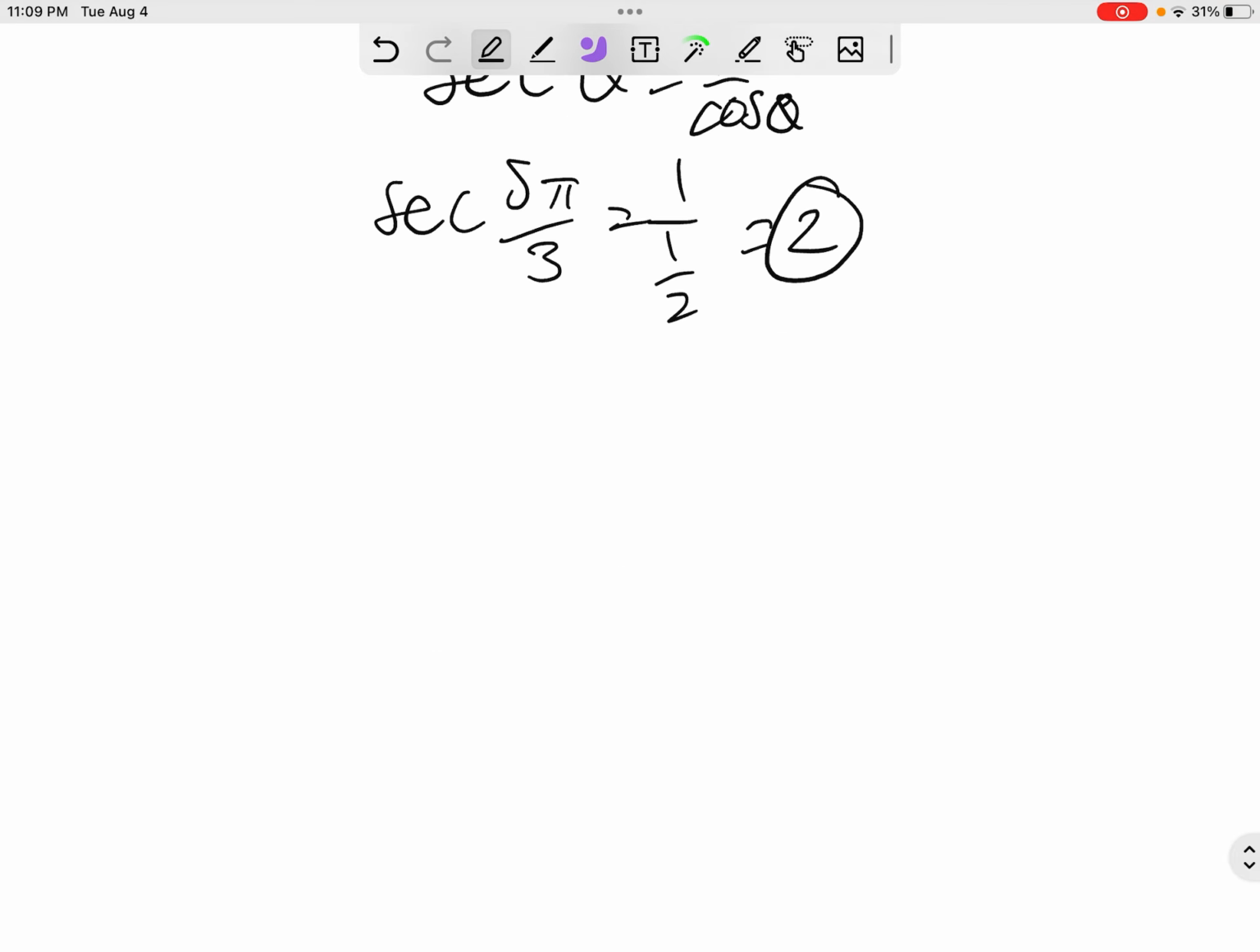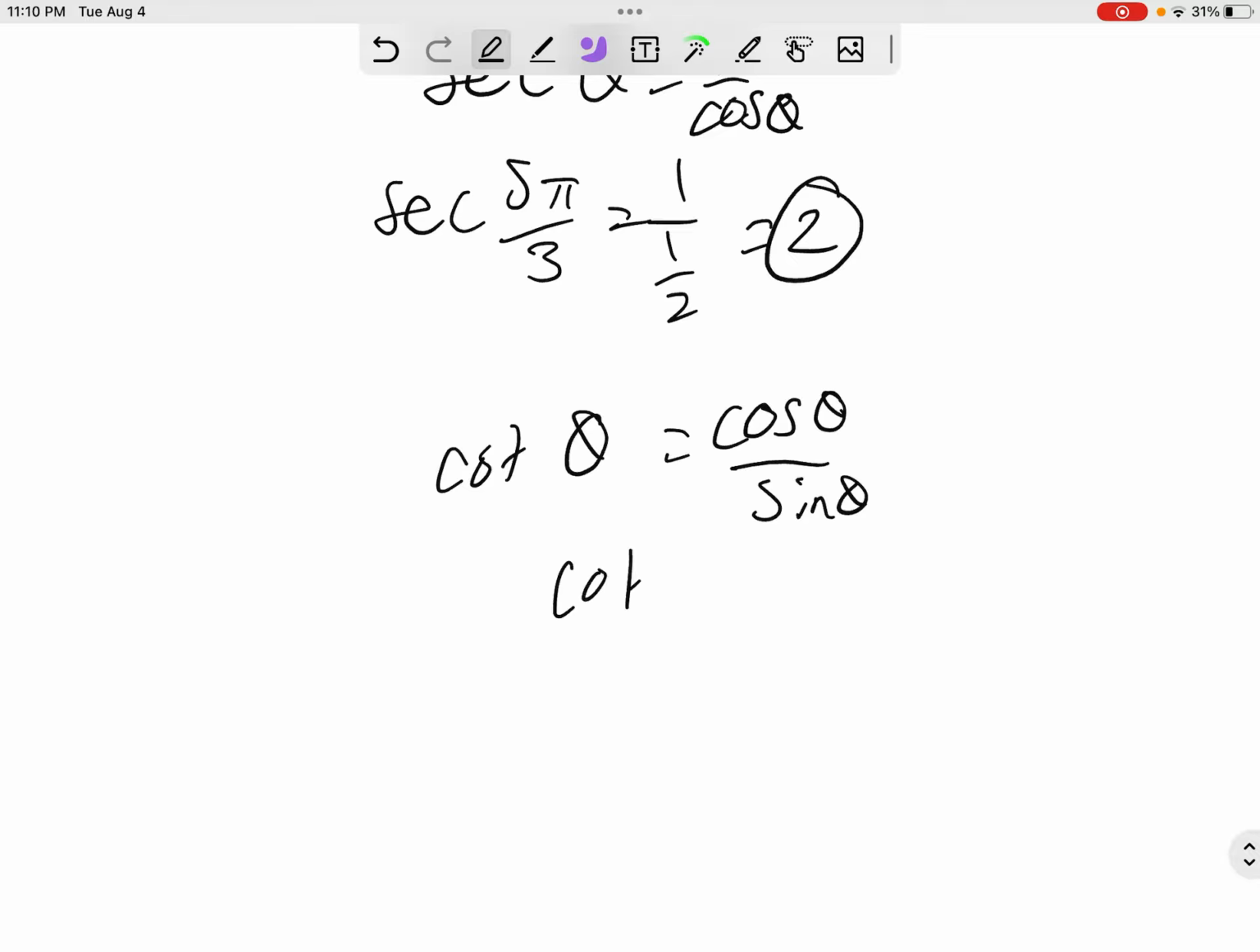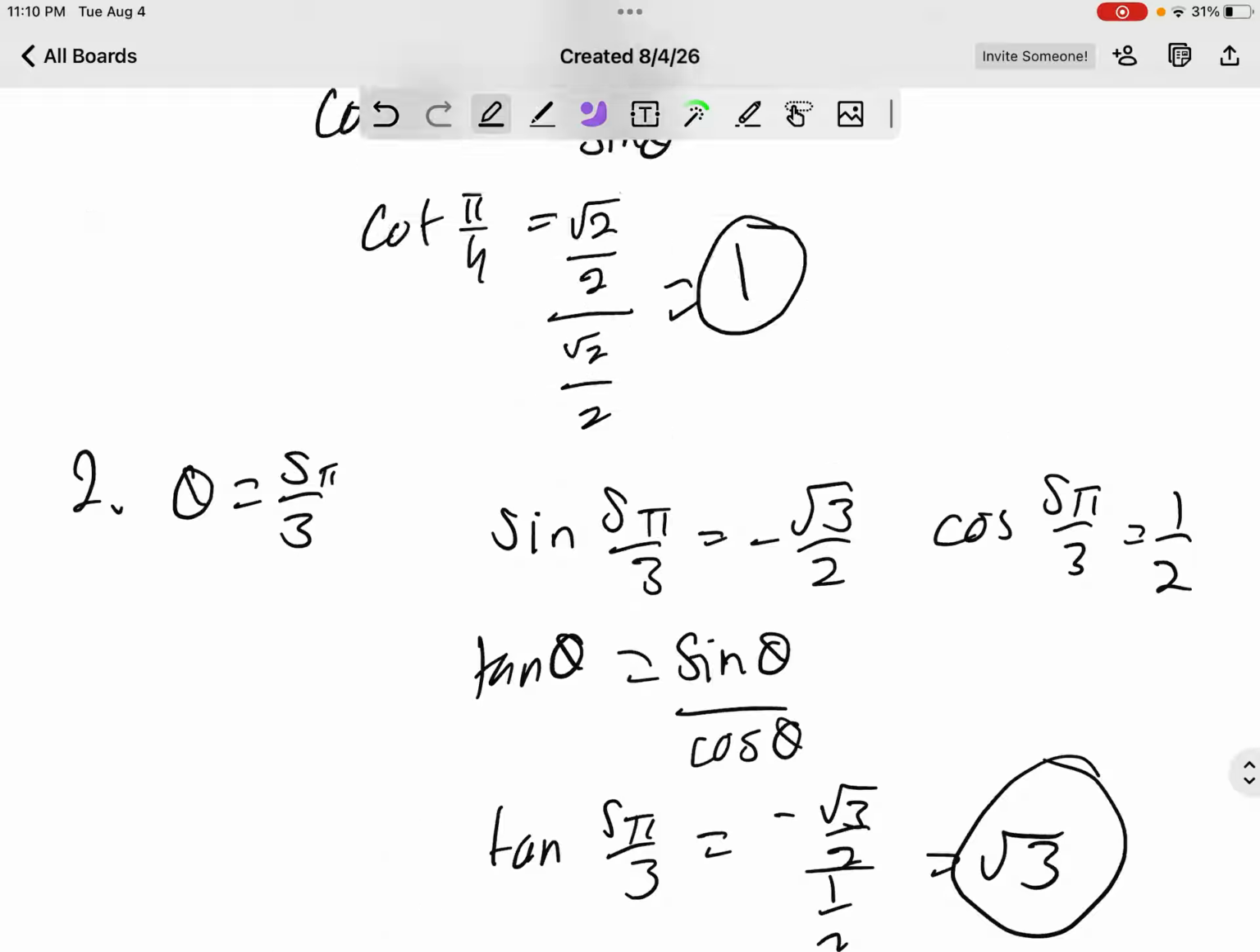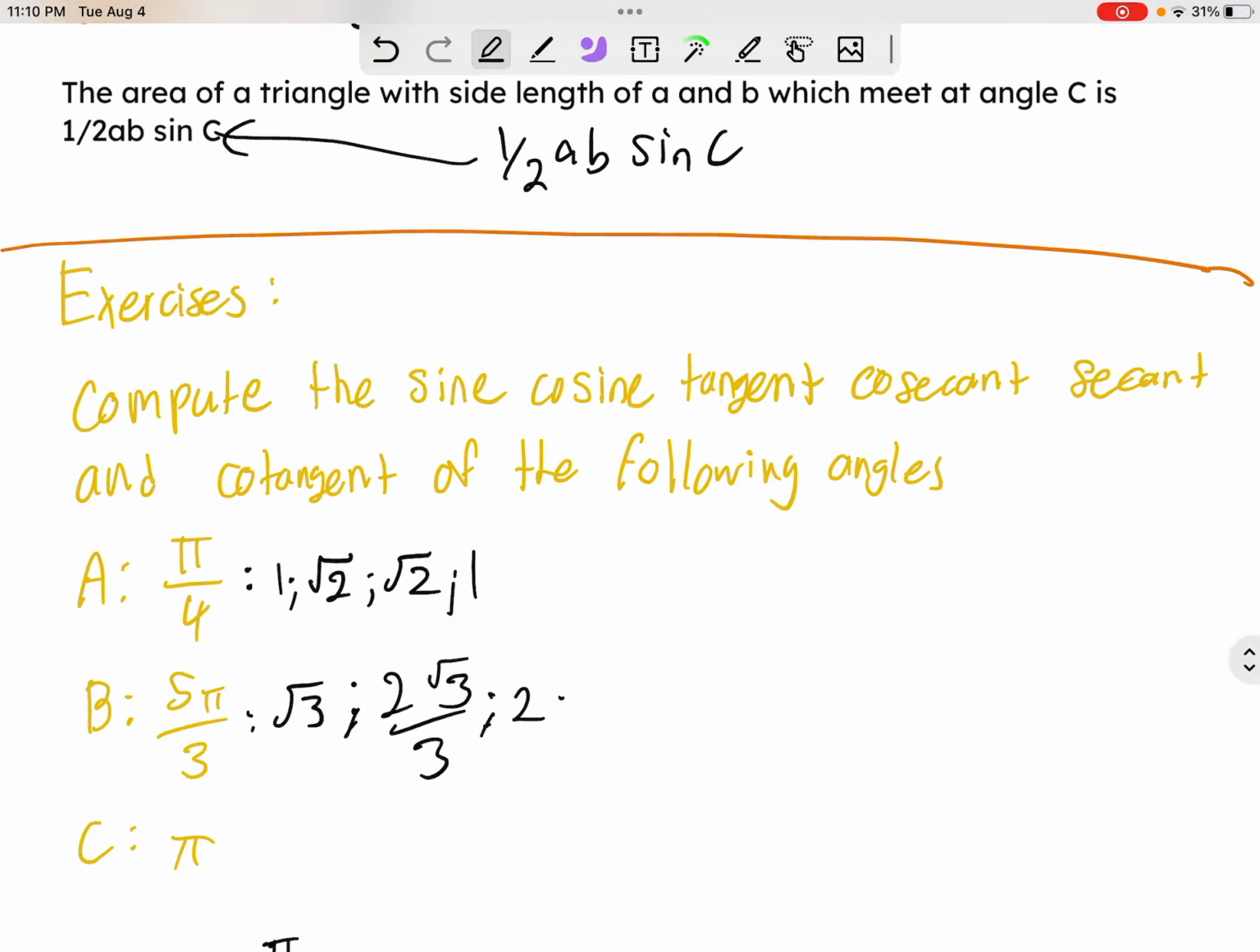Now time to use the cotangent formula, which is cot theta equals cos theta over sine theta. So cot of 5 pi over 3 is equal to 1/2 over minus root 3 over 2, which is equal to negative root 3 over 3. It's going to be our final answer, except one more.